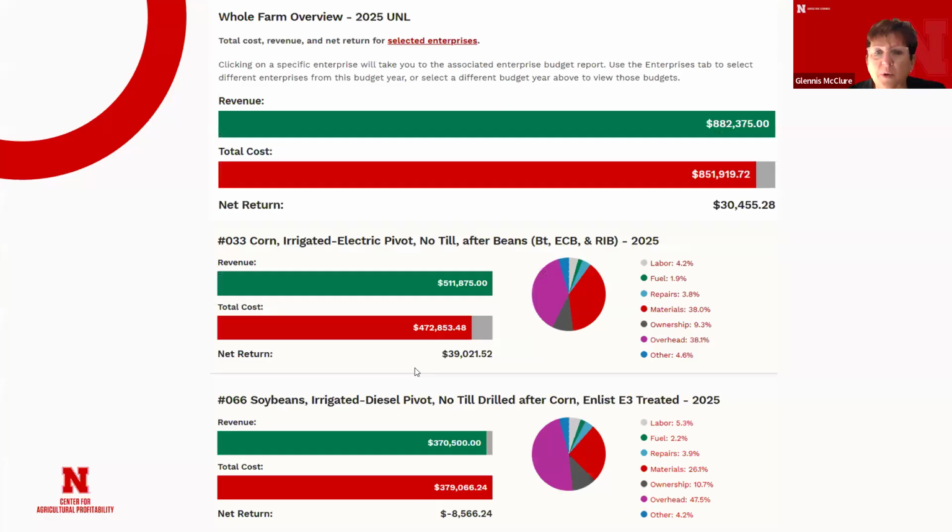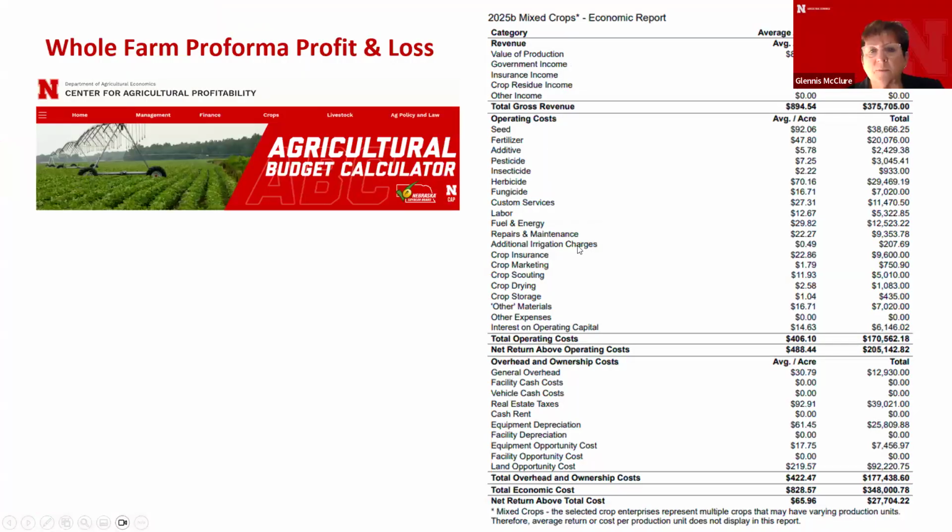The whole farm reports are pretty good. This is just a summary report where I'm looking at my overall revenue and my total costs, and then what my net return would be. I can look at it on an enterprise basis. And there are some charts and so on that we've created in there. But then we also have that numbers report. So it's kind of the same report, but it's got the detail.